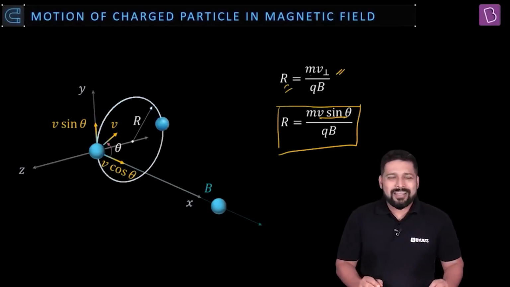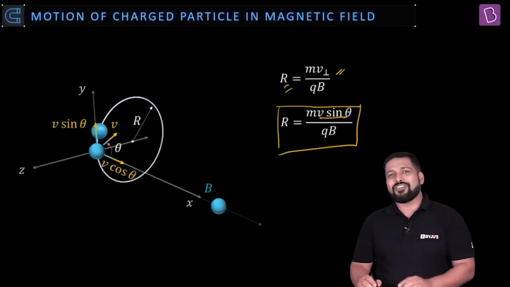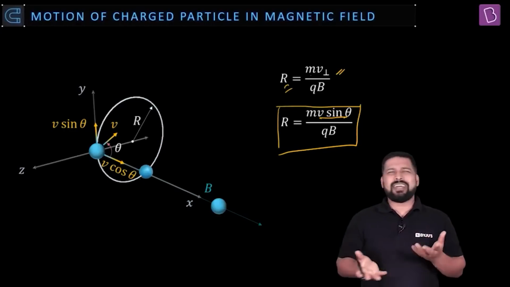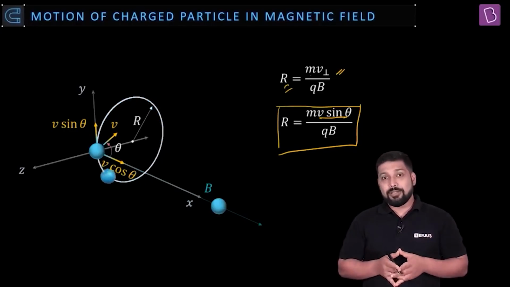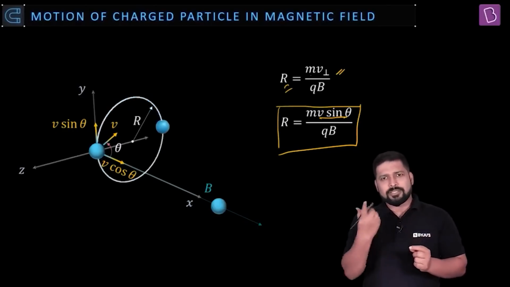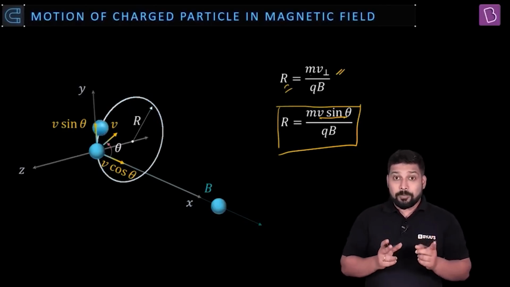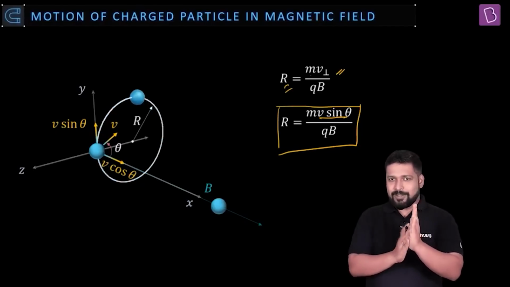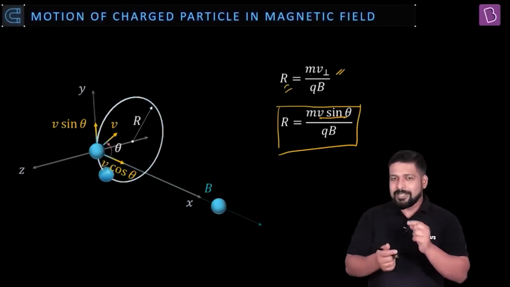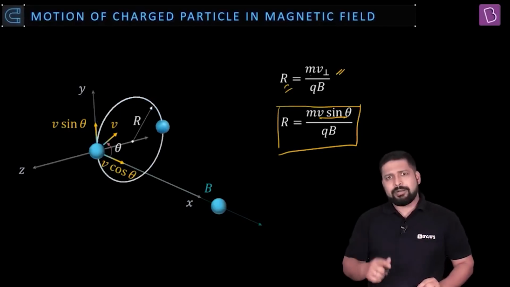If there was only one velocity, which is along the direction of the magnetic field, it would not have cared. You would say, okay, you are parallel to me, go, no problem. Okay, you are perpendicular to me, move in a circle. Okay, you are both parallel and perpendicular. So now because of this perpendicular component, I'll make you move in a circle, and because of this parallel component, you also have to go forward.